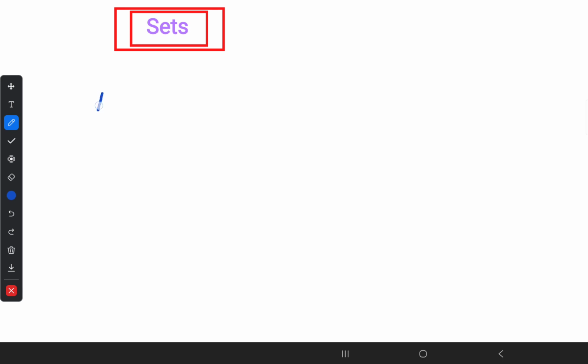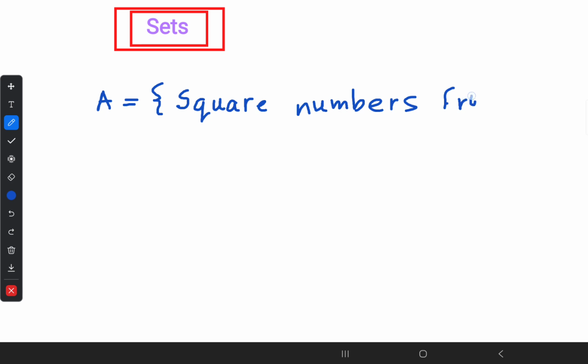Here they were given set A. Set A is this one. Pure numbers. This is a set. Pure numbers from 0 to 10. Okay, 0 to 10. This is the way you have to denote a particular statement in set.